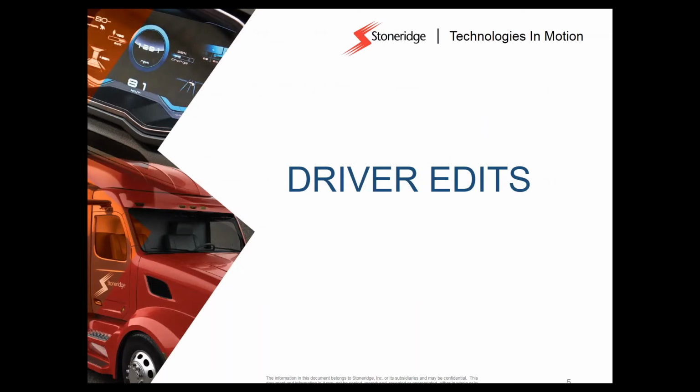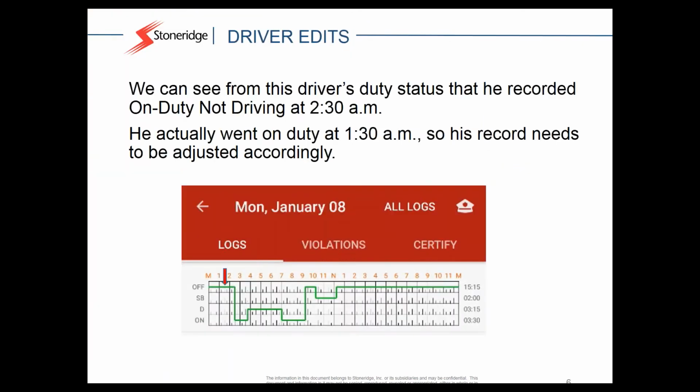Driver edits. Here we can see from the driver's duty status that he recorded an on duty not driving at 2:30 a.m. He actually went on duty at 1:30 a.m., so his records need to be adjusted accordingly. Here we will show you how.